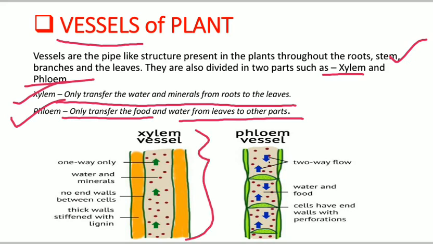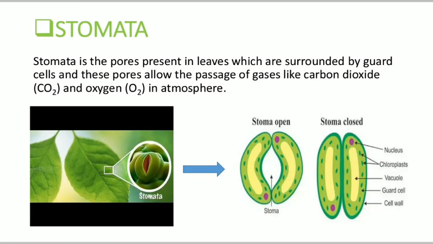Here you can see the diagram of the xylem and the phloem. With the help of this you can see that the xylem is only unidirectional, that is it is only absorbing the water and minerals, whereas the phloem is bidirectional, that is it is absorbing as well as releasing the food particles and the water to the different parts of the plant. Understood? Now come to the next slide about the stomata.